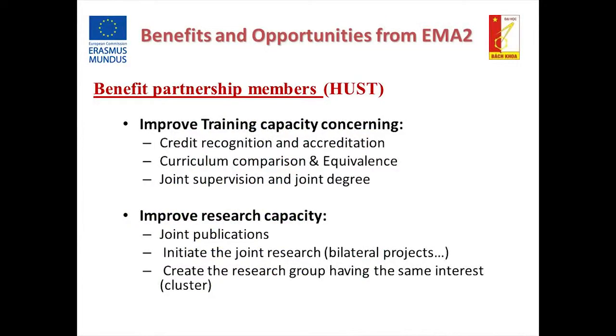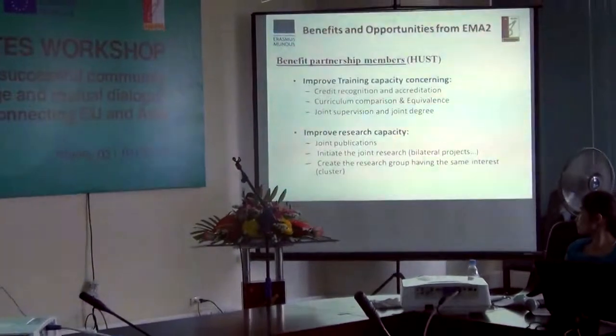I think the Vietnamese government has a new policy to encourage Vietnamese universities to be recognized at international level. The first step is to have recognition of the education training programs. So this project is very useful for us to connect with universities in Europe, and we can improve the teaching scheme as well as the curriculum, influenced by European countries. The second thing is to improve research capacity.